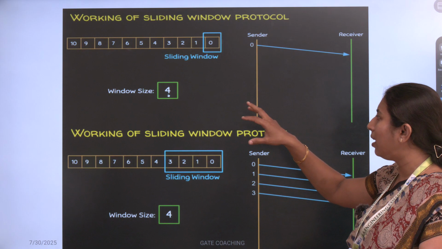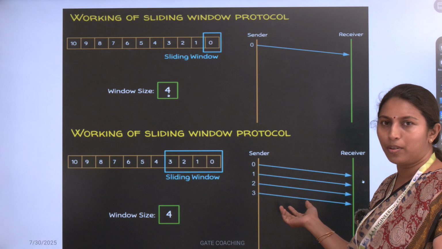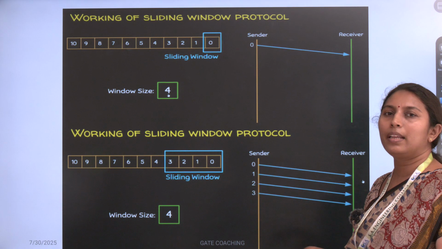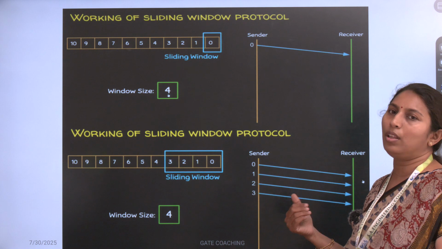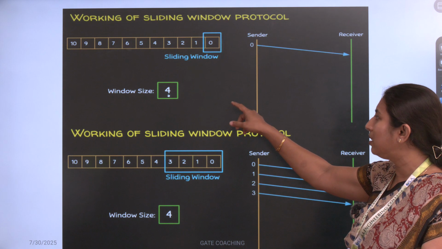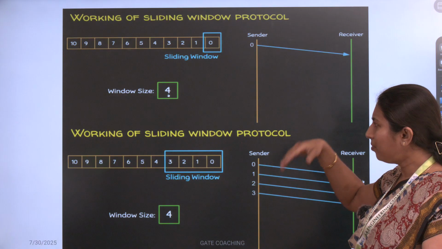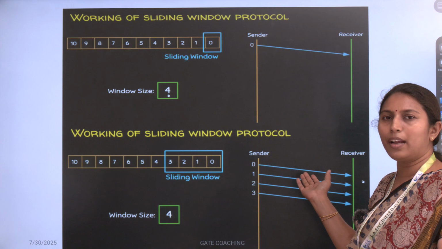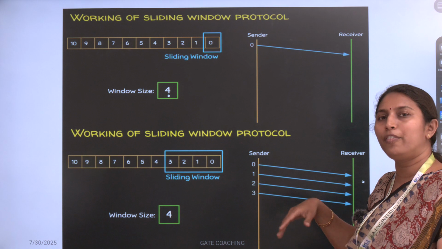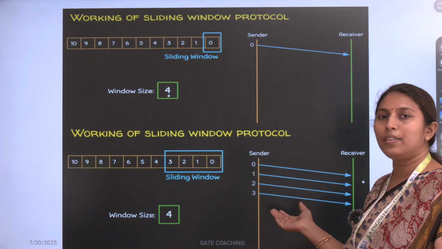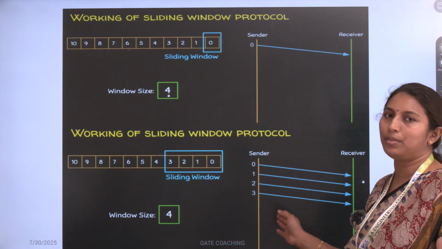At a particular time, before getting the acknowledgement from the receiver, how many frames can be given from the sender to the receiver? Here the window size is given as 4. So before receiving the acknowledgement from the receiver, we can send 4 frames at a time.